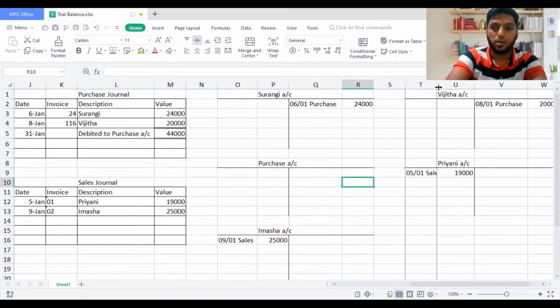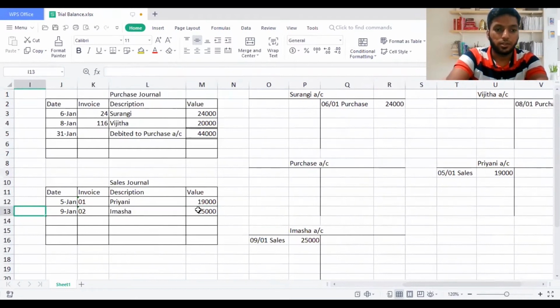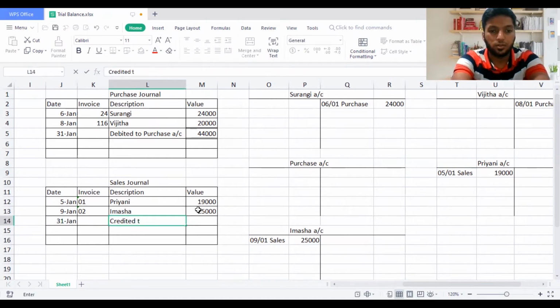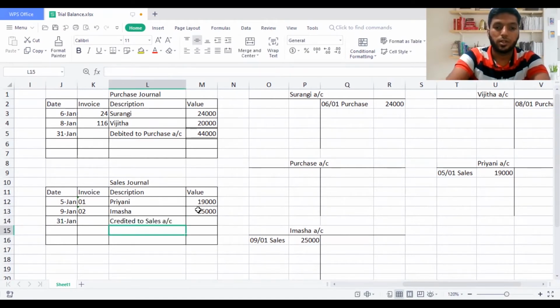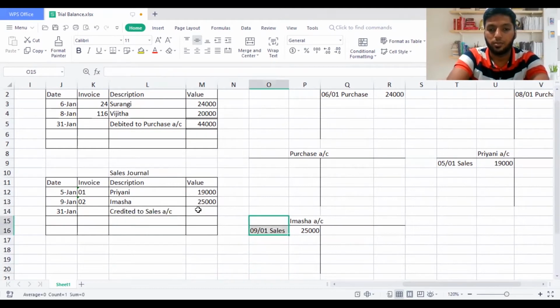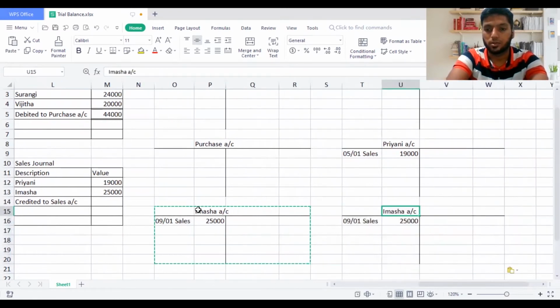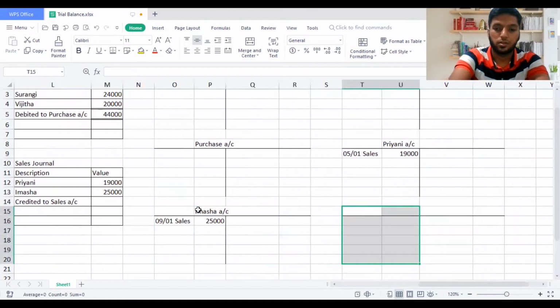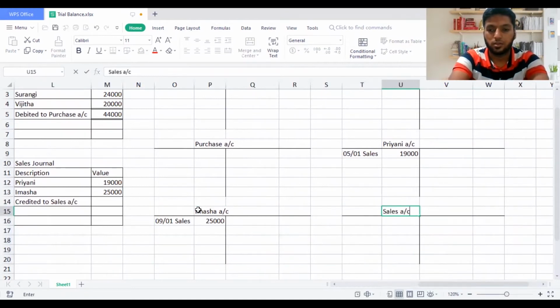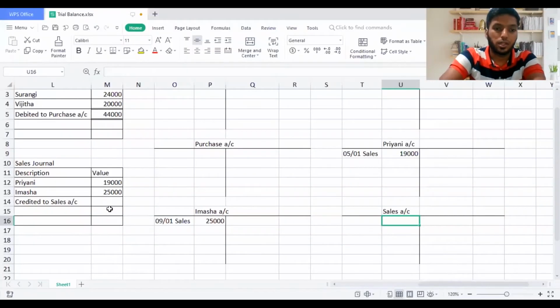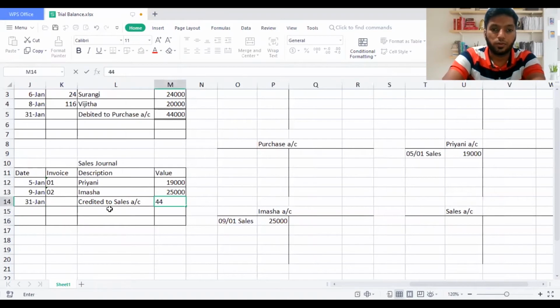Now what we need to record? We need to record the final value here, 31st Jan. I can write credited to sales account. We can open up a sales account, so it will save our time when doing the adjustments one by one. I want to draw the sales account here. The final total I should show here is also 44,000.